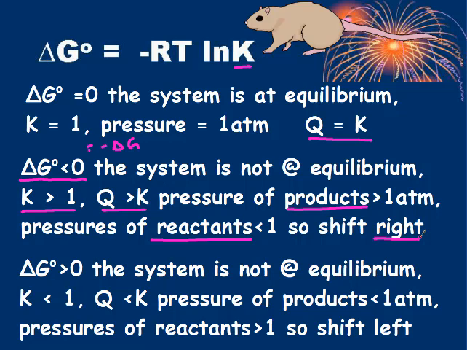When delta G naught is greater than 0, or delta G is positive, the system again is not at equilibrium. K is going to be less than 1. Our Q will be less than K because we have more reactants than products. So reactants are greater than 1, products are less than 1. So the reaction shifts left to make more reactants, to bring our value of Q equal to K.